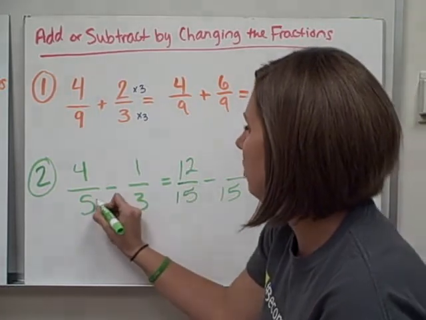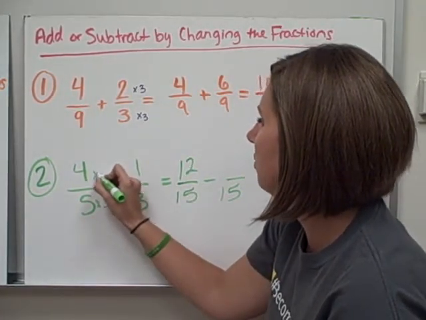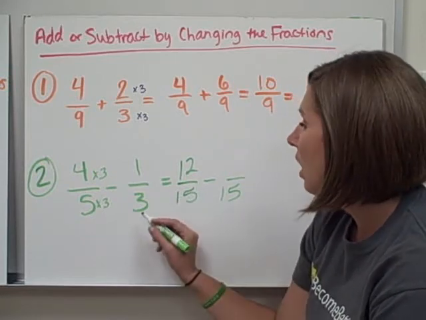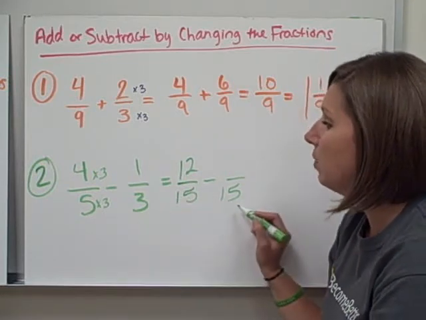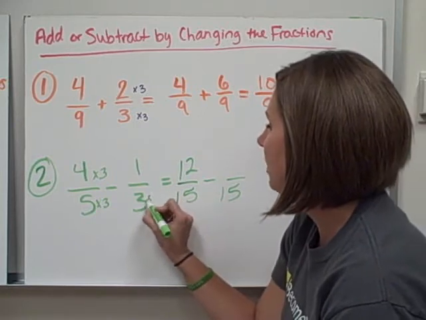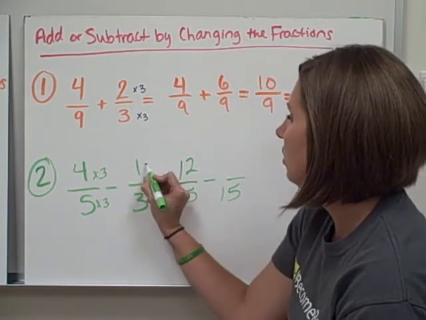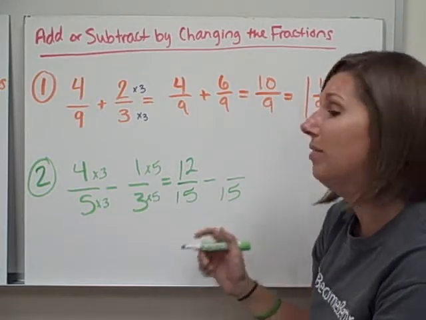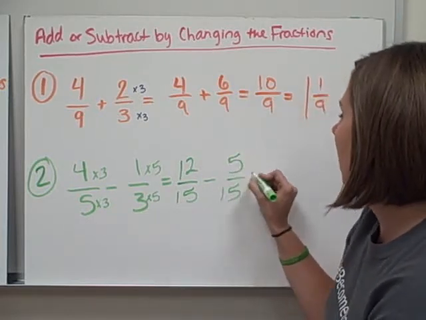So again, what I did was just times 3 to get this new equivalent fraction. And then I'll do the same thing over here. 3 times what is 15? 3 times 5 is 15. So I need to multiply the numerator by 5 to make it stay equivalent. 1 times 5 is 5.